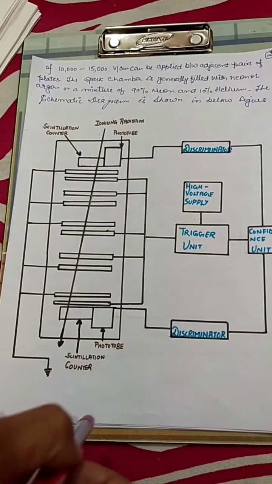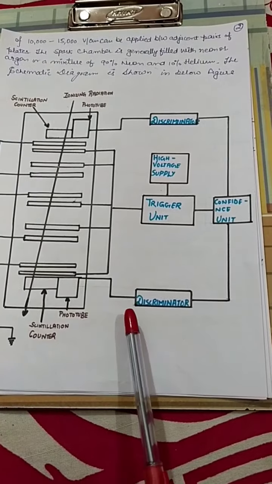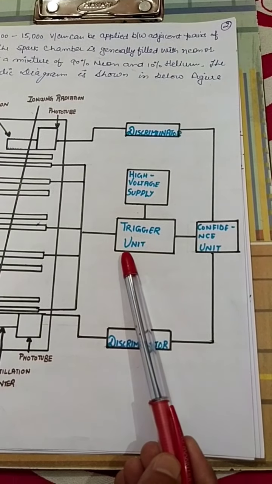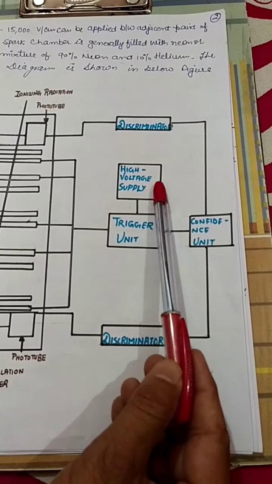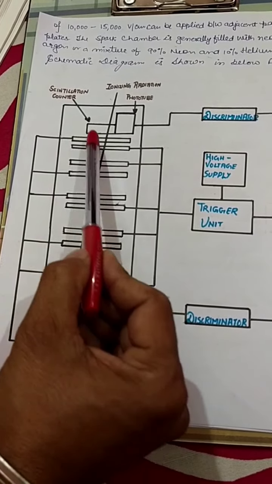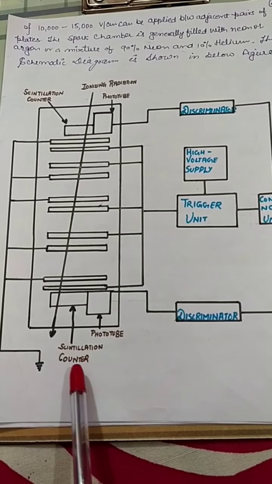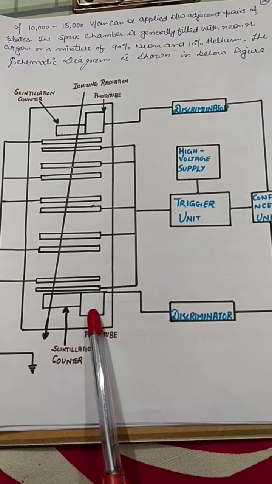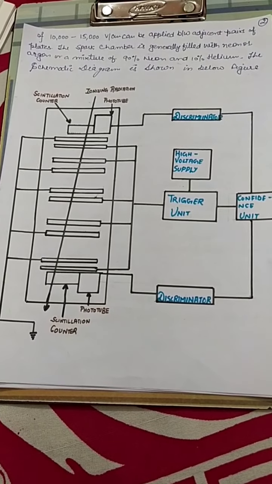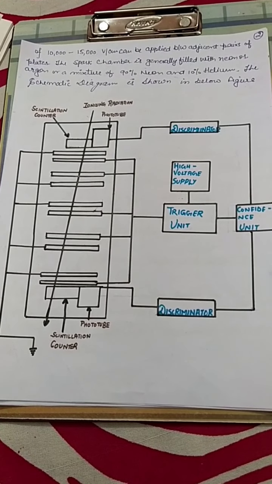So the schematic of this is here. In the diagram, this is the discrimination chamber, the trigger unit is here, the coincidence unit is here, the high voltage supply is here, and this is the scintillation counter, and the ionizing particle is here, and another scintillation counter, and the photo tube is there. This has been grounded. So this is the schematic diagram of the spark chamber.